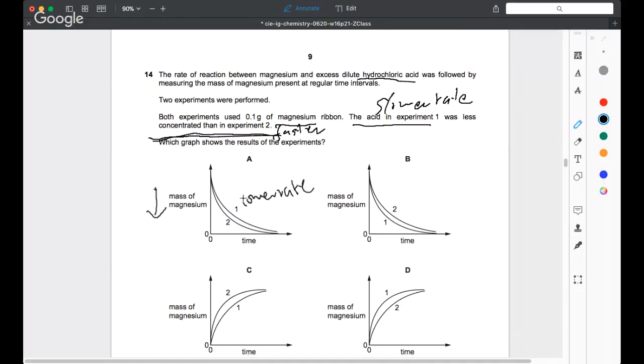So what it means in this diagram is that, first of all, in the reaction, the mass of magnesium will decrease because it's being reacted. So obviously C and D are wrong. And here, because the hydrochloric acid is more concentrated in experiment 2, it has a faster rate of reaction. Which means the mass of magnesium decreases faster, so it is below the reaction profile of 1. So A is the right answer.